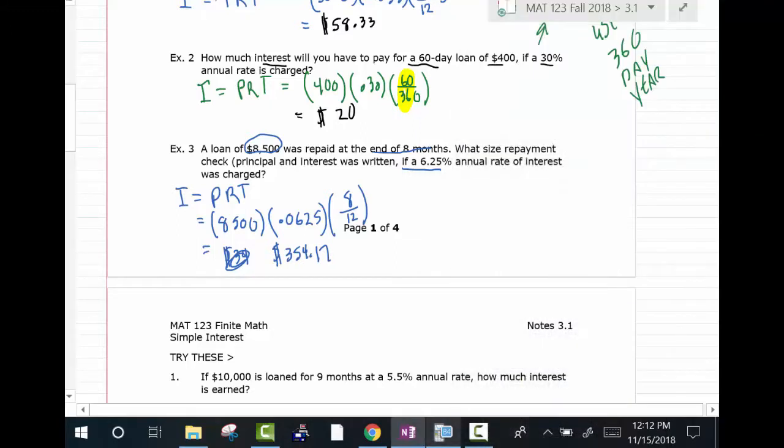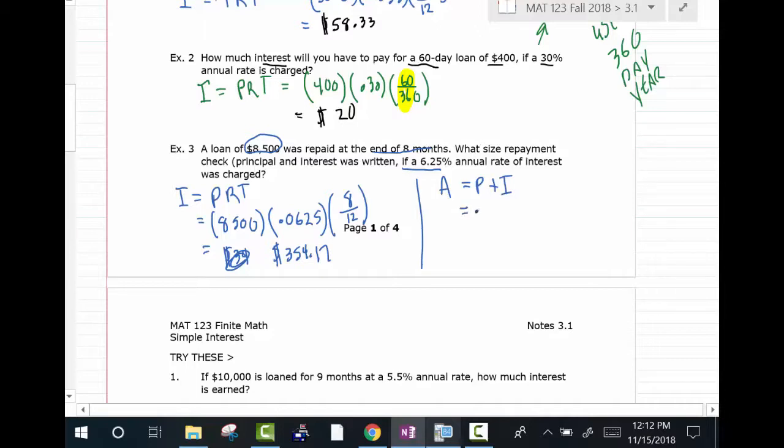Now, that's not the answer to the problem, okay? Because the question was, how much do you pay? So what do you need to do? Your loan was $8,500. You were charged interest. You add them together, exactly. So the amount is just going to be the principal plus the interest, okay?